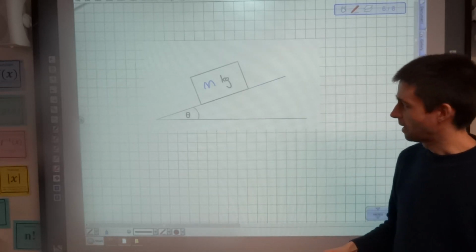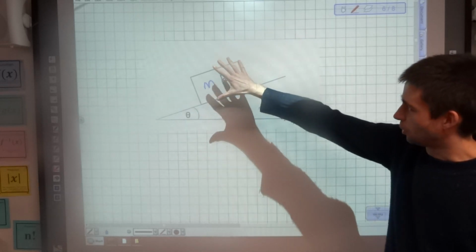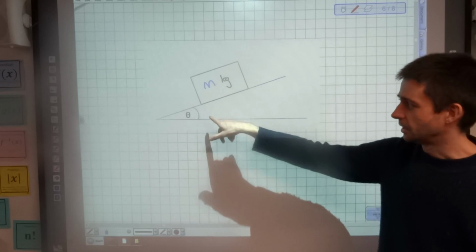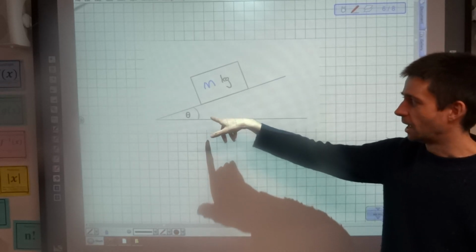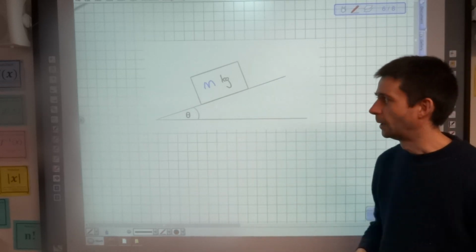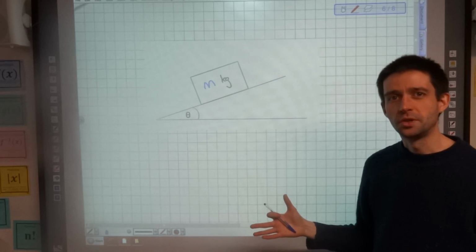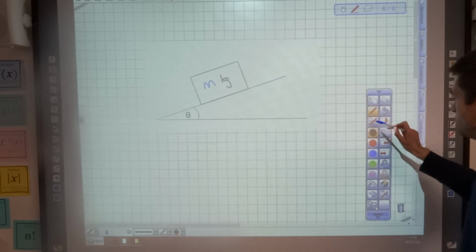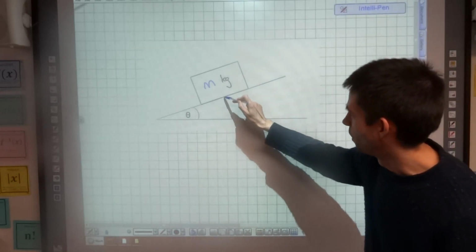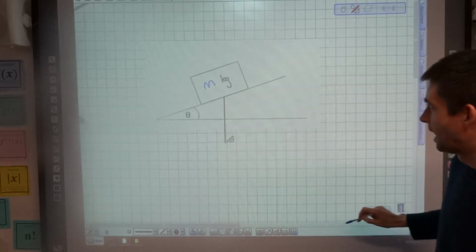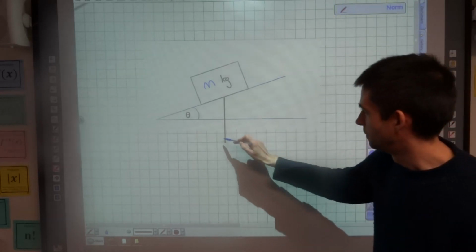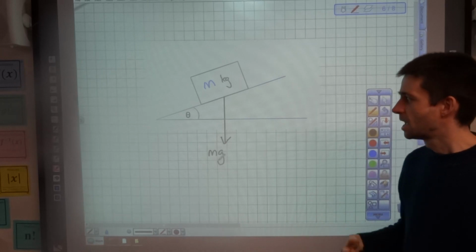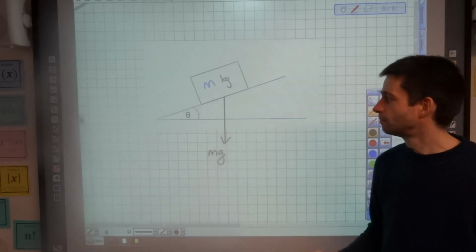Okay, so here we have an object, a mass, that is on an inclined plane, and it's inclined at theta degrees to the horizontal. And we're just going to start by thinking about what forces are acting on this particle. So the first force that we're going to consider is its weight. Now the weight will act straight down vertically and will have magnitude mass times gravity, mg.